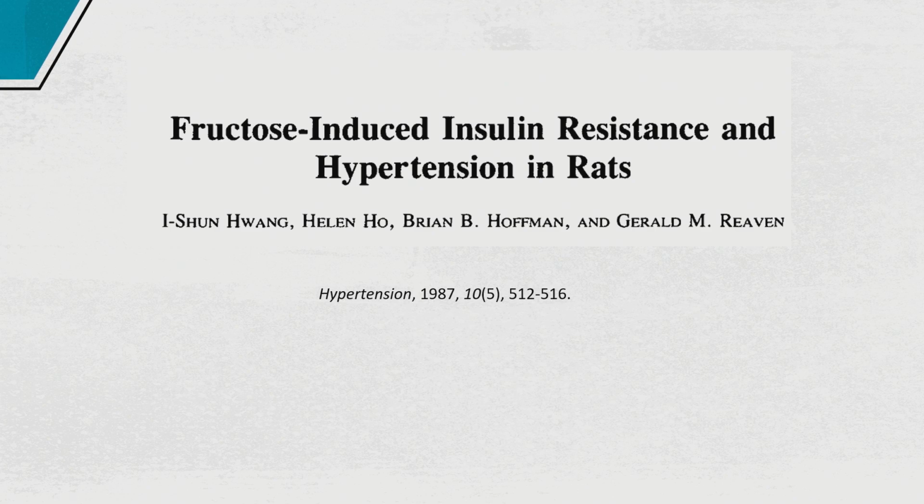This is a paper from the late 80s from Gerald Reaven, who was using models of very high fructose diets to show that a single dietary nutrient could, when given in great excess to what is typically consumed, recapitulate all of the features of metabolic syndrome. So this was a rat model where he was giving 60% fructose diets, right? So the average fructose intake in Western population is about 7%. So this exceeds that by tenfold. It's not physiological by any means.